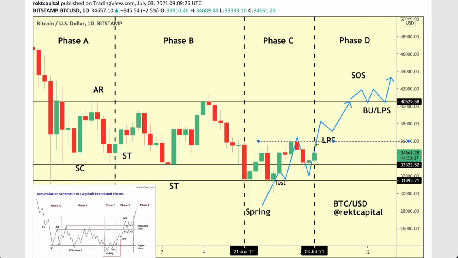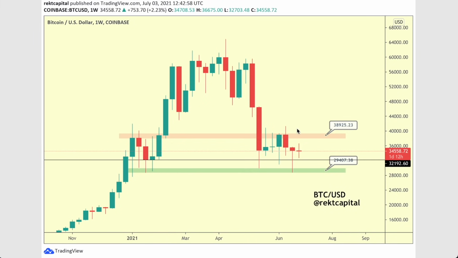And now going forward, if we want to confirm phase C being over and phase D beginning, we have to break past this recent higher high, and that's at around $36,000. So breaking past this resistance, we're going to see an overextension into the higher 30,000s, maybe 38. And of course 38 is a real important resistance on the weekly time frame, so I wouldn't be surprised to see resistance in that area.